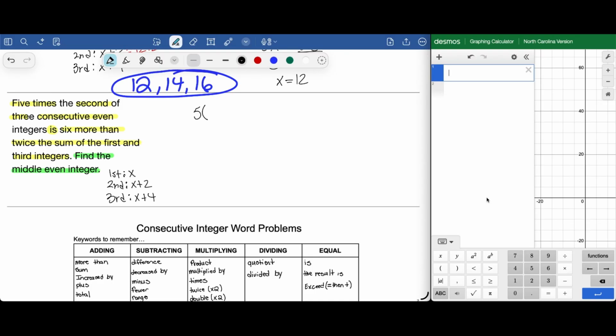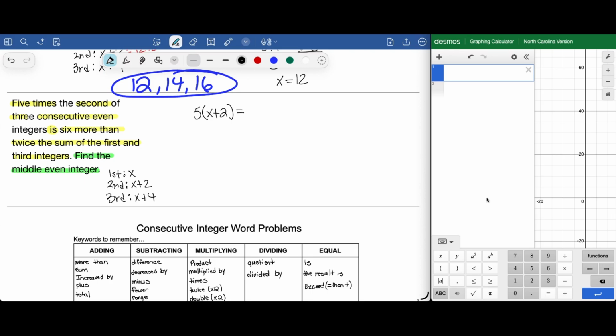But it says 5 times the second. The second one is x plus 2. So I'm going to throw in the parentheses, I'm going to put an x plus 2 here. And I'm going to close it. Now it said is. I highlighted is because is one of those words that we can use for equal. So I'm going to put an equal sign. And it says 6 more than.